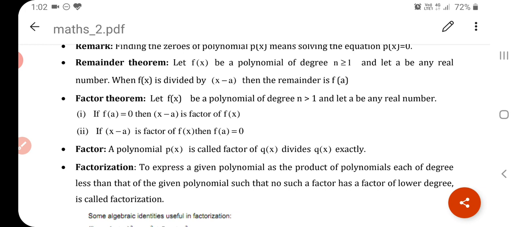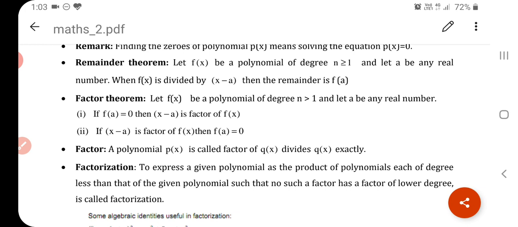Okay, understand? So factor of polynomial p(x) is called a factor of q(x) if it divides q(x) exactly, means जिस नंबर से हम उससे पूरा पूरा डिवाइड कर सकते हैं, that is called factor of the polynomial. And again factorization: to express a given polynomial as the product of polynomials each of degree less than that of the given polynomial such that no such factor has a factor of lower degree is called the factorization. Okay, understand? And we know the identities of the polynomial.